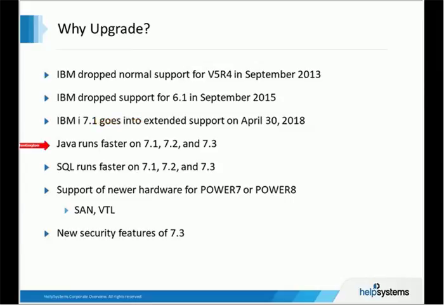Java runs faster on 7.1, 7.2, and 7.3. SQL runs faster on 7.1, 7.2, and 7.3. There is also support of some of the newer technologies. From the marketplace study, we see about a third of the market now running storage area networks, and virtual tape libraries are very common these days too. And then there are new security features, and think about the security patches that have come into IBM i. You want to be on the latest and greatest from that standpoint too. So those are some reasons to upgrade.